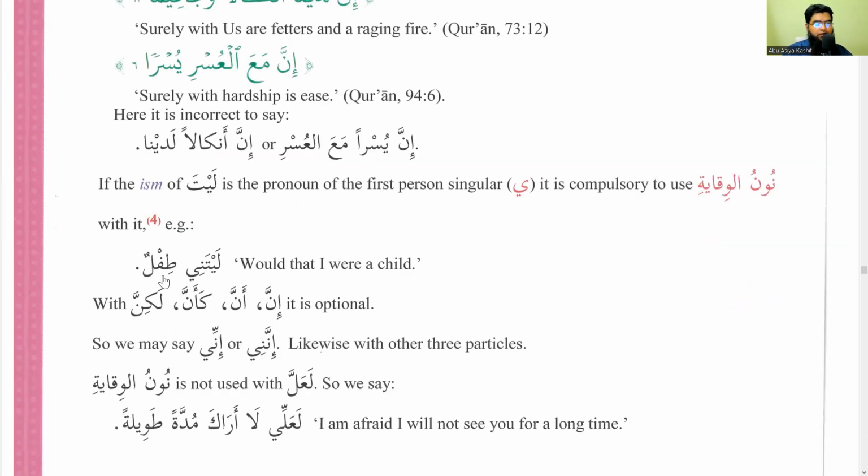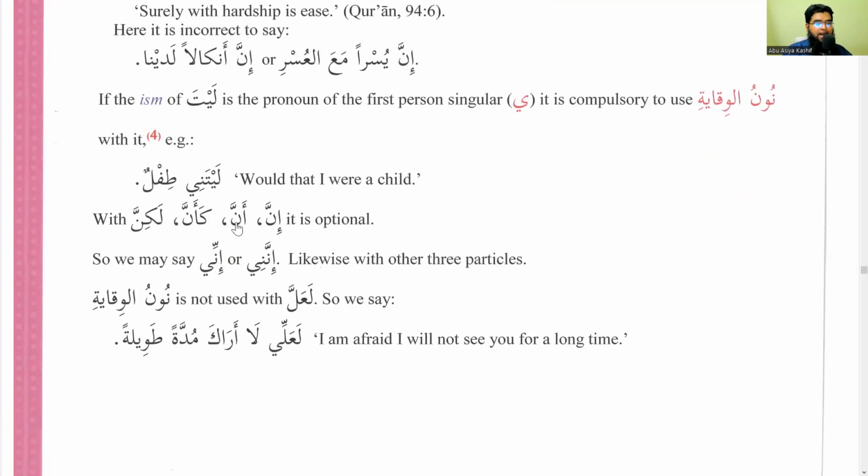Then laita is also. You can use laita nitiflun. You can use noon of protection with it. But lakinna, kanna, anna, inna, it is optional. When do you use noon and when you don't use noon? It is optional to use noon. Because laita has a ta, so laiti is bad, no? Laiti, tiflun. So they used a noon of protection. Laitani. But here, lakinnani you can say, or inni, kannani, because they already have a noon here.